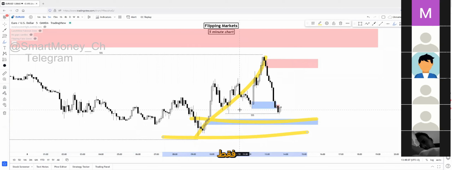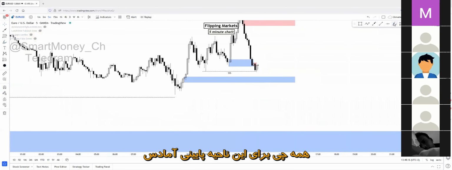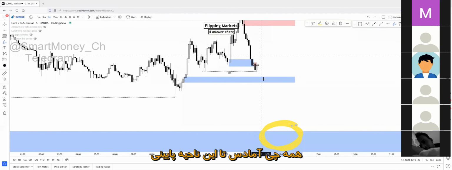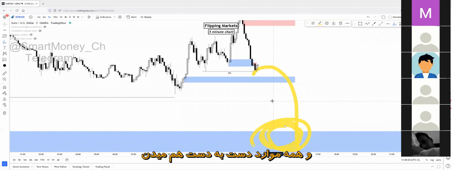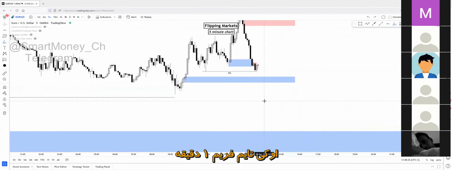Okay, just remember for this, don't be caught up in the wrong side of the market. This demand will be broken for sure, and even though there's a liquidity line too. Okay, everything lines up for this deeper demand area. Everything lines up for this to be tapped, and all of the confluences are leading down to this zone. Okay, 1-minute chart.